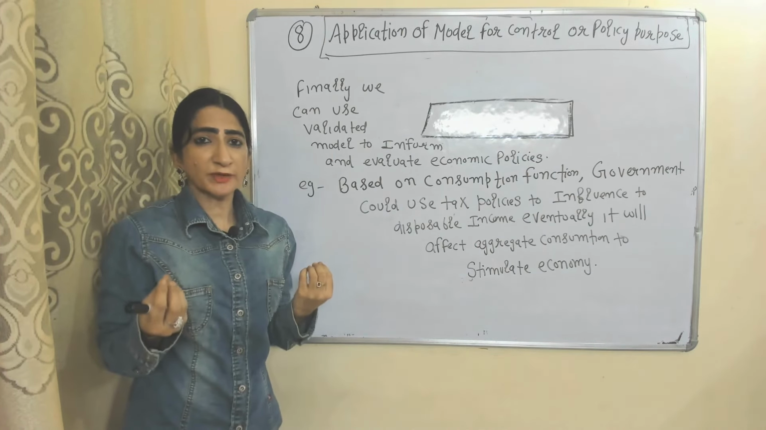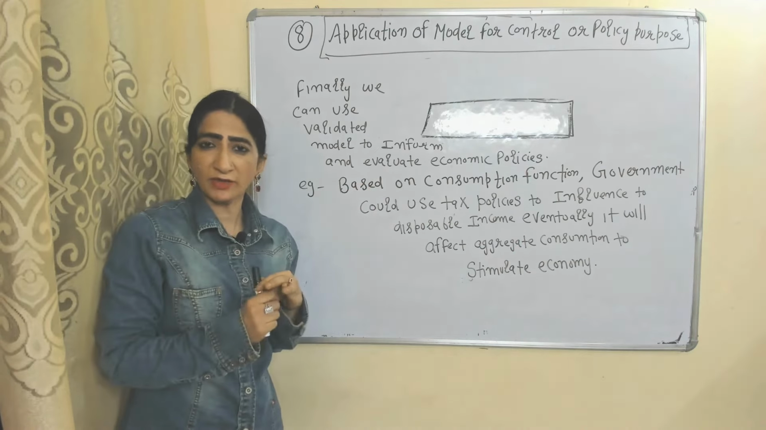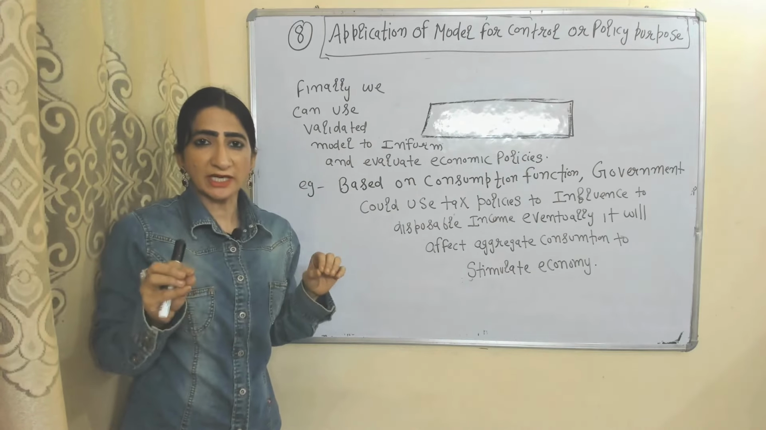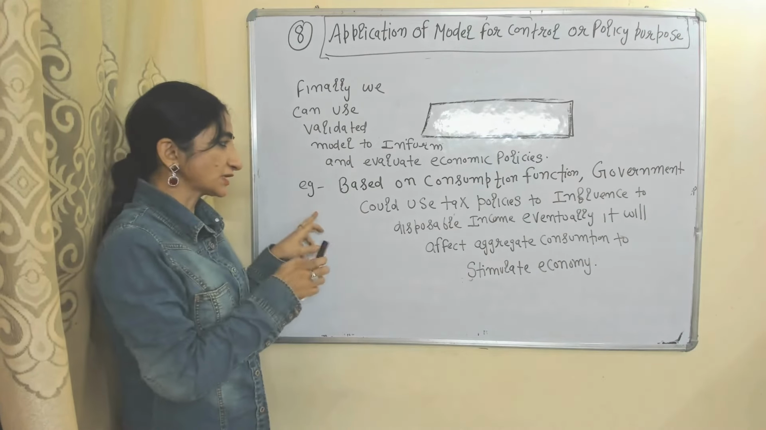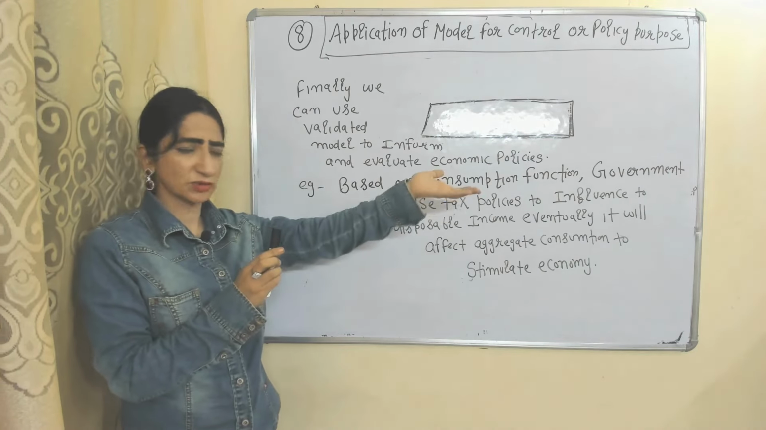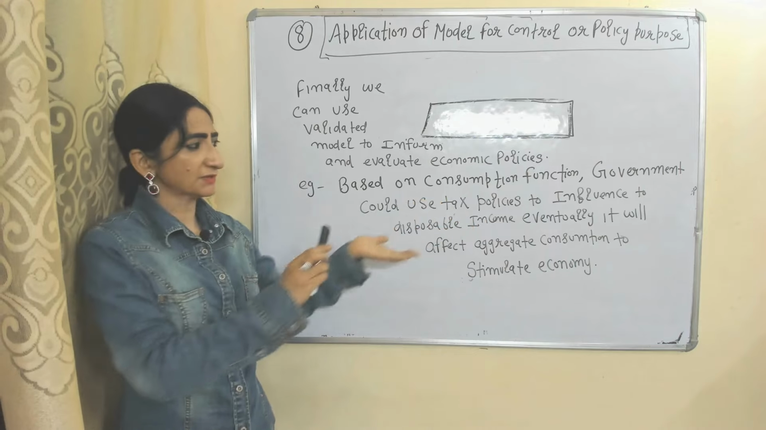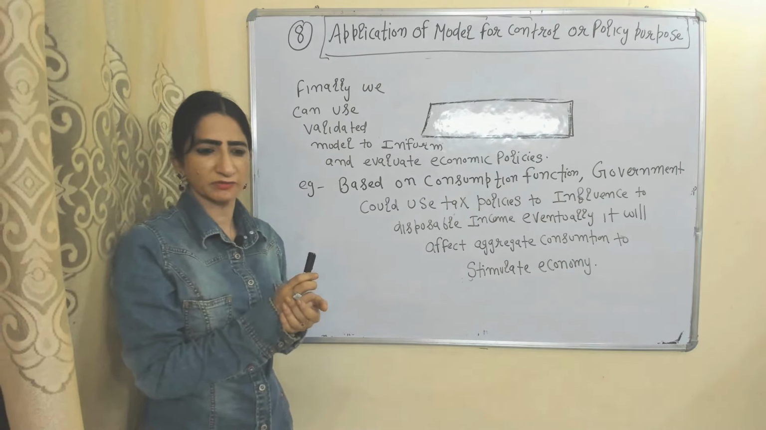Next step, application of the model for control or policy purposes. That means now we can use a validated model to inform and evaluate economic policies. For example, based on the consumption function, the government could use tax policies to influence disposable income. Eventually, it will affect aggregate consumption to stimulate the economy.